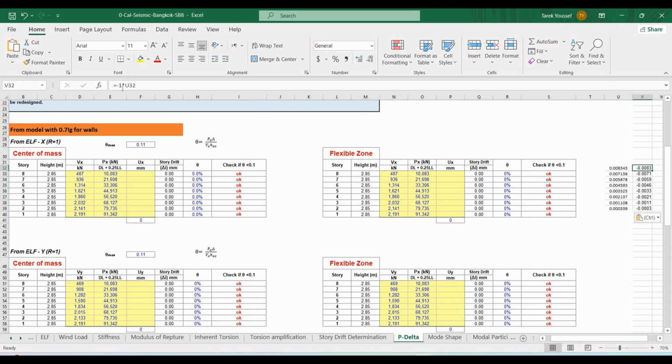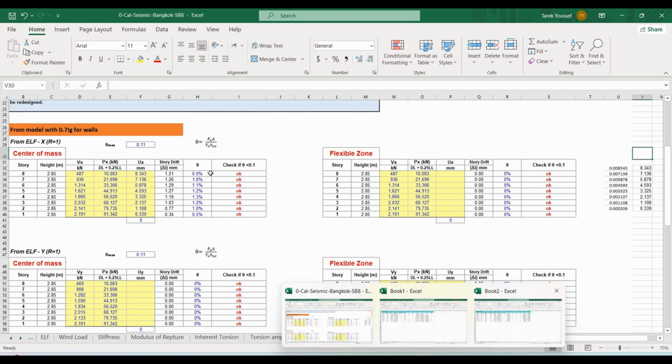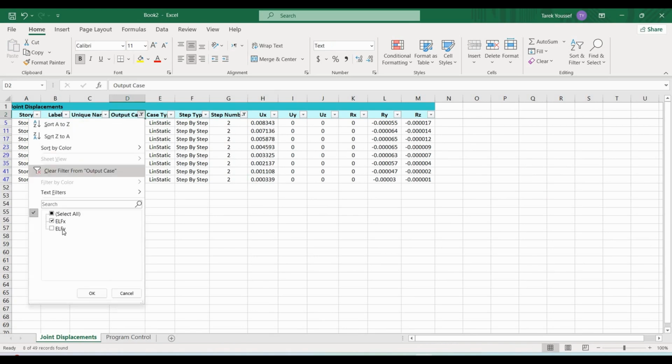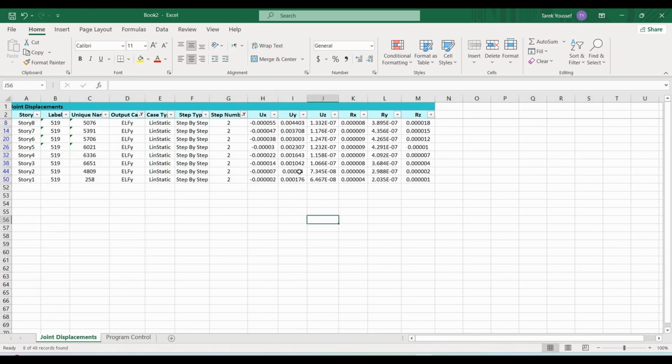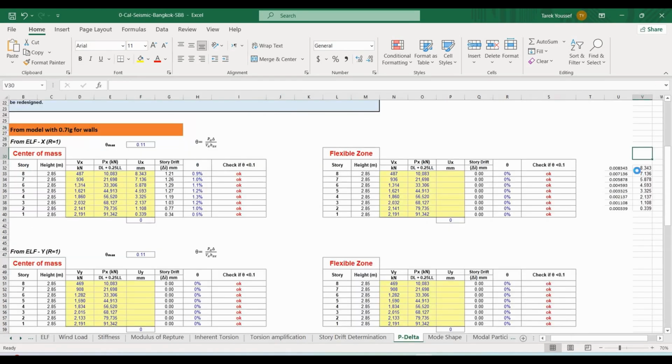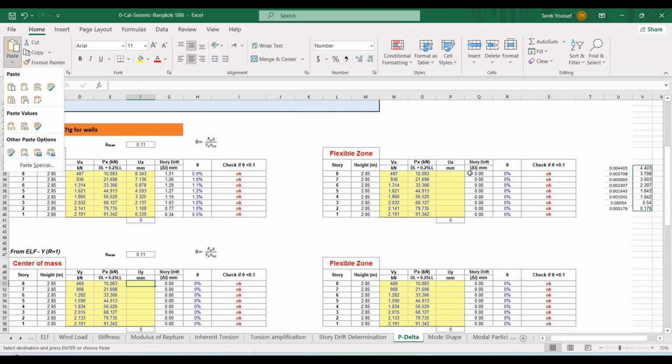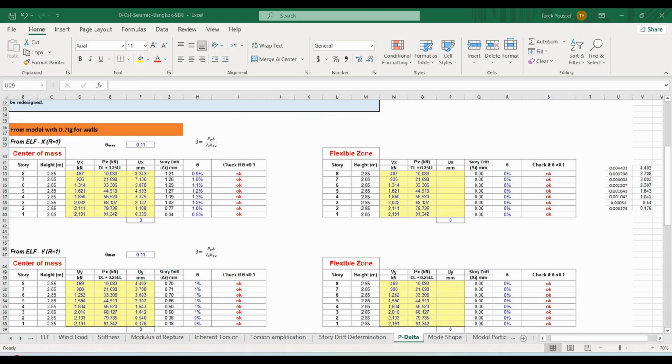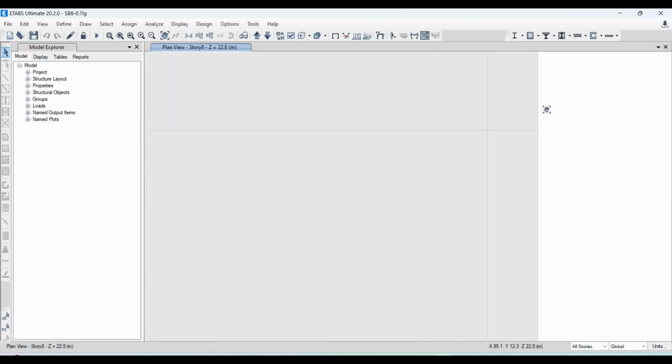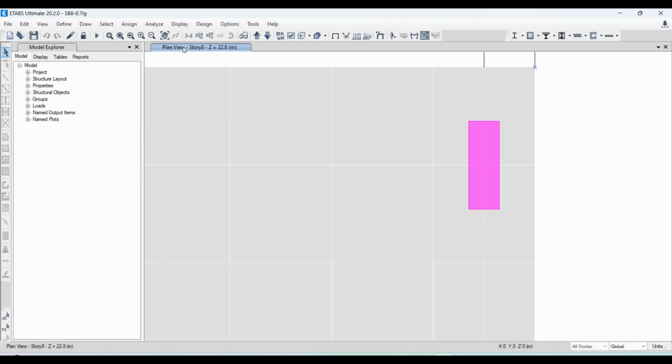Let me copy them to here, and note that the displacement units is converted to millimeter. That's why I multiply by 1000. And we need just to copy the other displacements in the Y direction, and again from here to here. And now we still have the flexible zone location, which is this joint at the corner here.